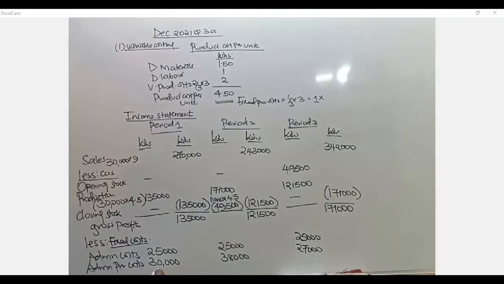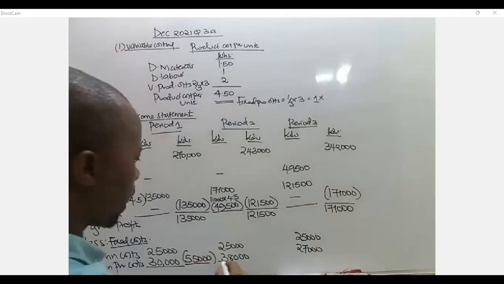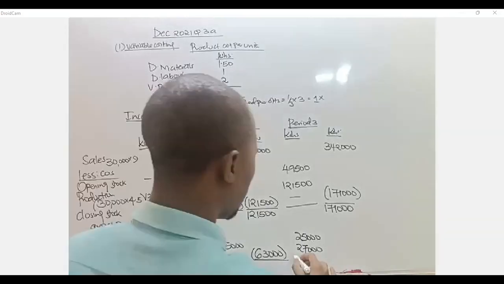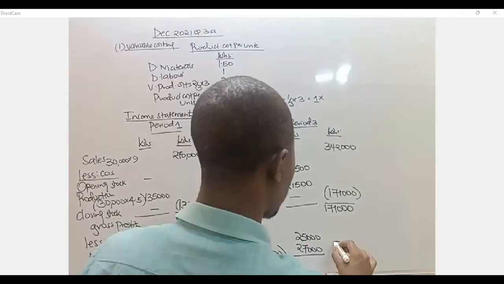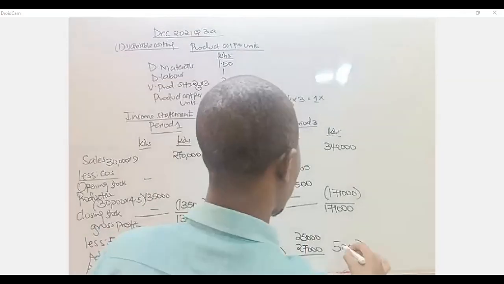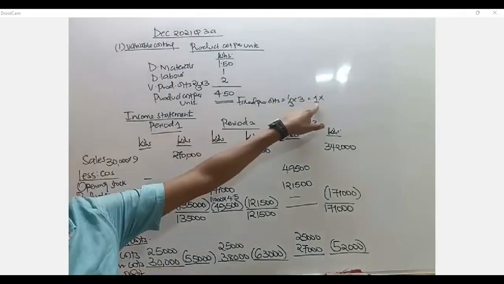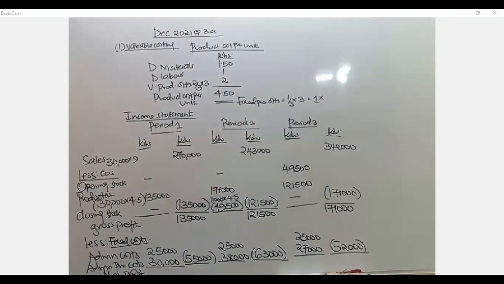Good. So what is my profit? Here you can see we have 55,000. We deduct. Here we have 63,000. We deduct there. Then here we have around 52,000. You take your deduction there and you get your net profits. Where am I getting this 30, 38, and 27? I've said the fixed production overhead per unit is 1. Then you multiply by the number of production kgs given in the question. So it will remain the same, 30, 38, 27.